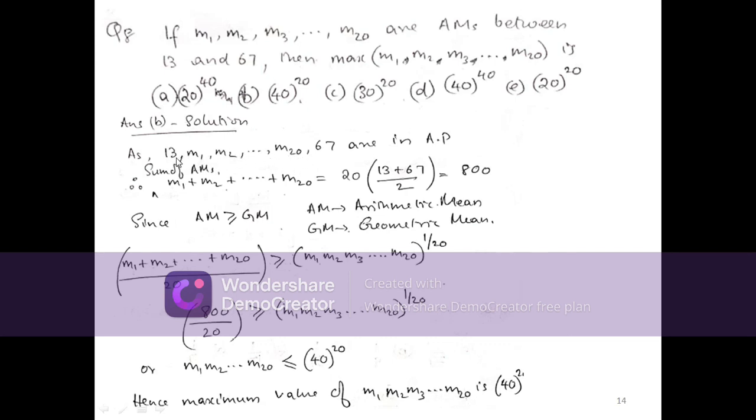Generally if A, B, C are in arithmetic progression, then B will be the arithmetic mean between A and C, that is A plus C by 2. If A, B1, B2, B3 up to Bm and C are in arithmetic progression, then the sum of the arithmetic means between A and C will be A plus C by 2 into the number of arithmetic means between them, that is equal to 20.